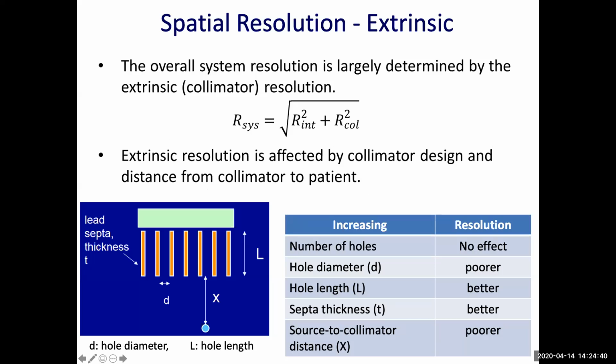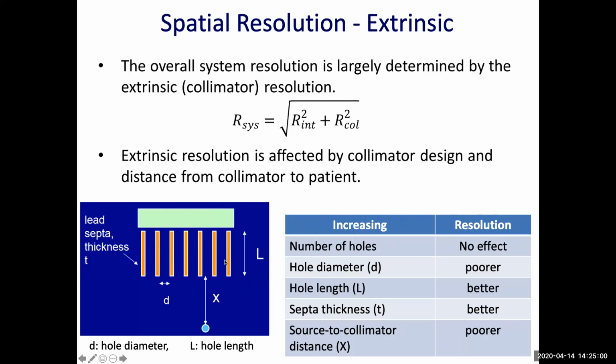Extrinsic resolution is affected by collimator design and distance from the collimator. So this is the design. If we increase the number of holes in the collimator, this will have no effect on resolution. It might increase the sensitivity, but it has no role in resolution.